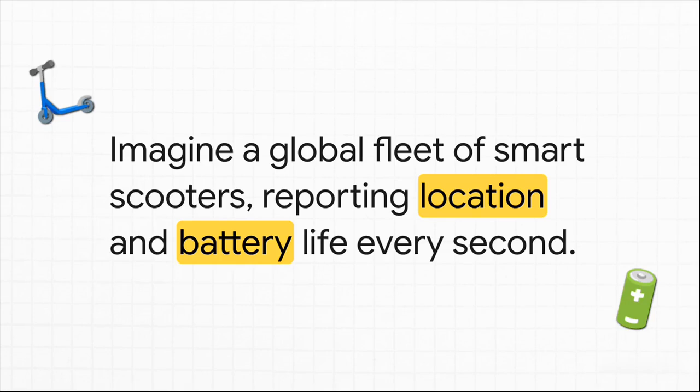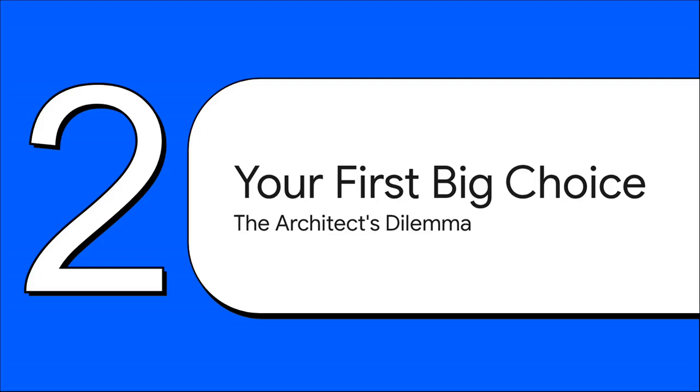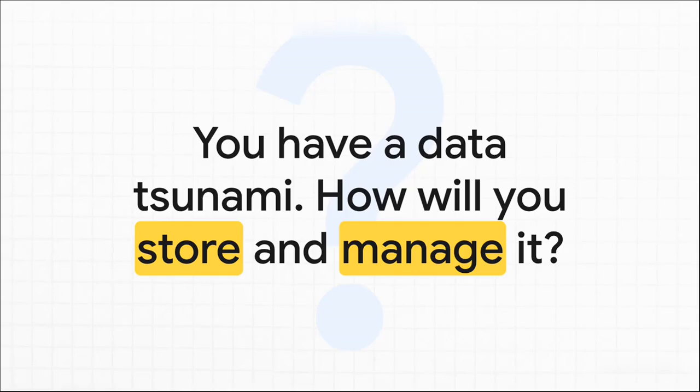Let's make this really concrete. Just picture a global fleet of smart scooters. Every single second of every single day, each one of those scooters is reporting its exact location and its battery level. Now multiply that by thousands of scooters, 24/7. That is the kind of scale we have to architect for. Okay, so this fire hose of data brings us, the architects, to our first fundamental decision. And this is a big one. The choice you make here is going to have a huge impact on your platform, your team's sanity, and for sure, your budget.